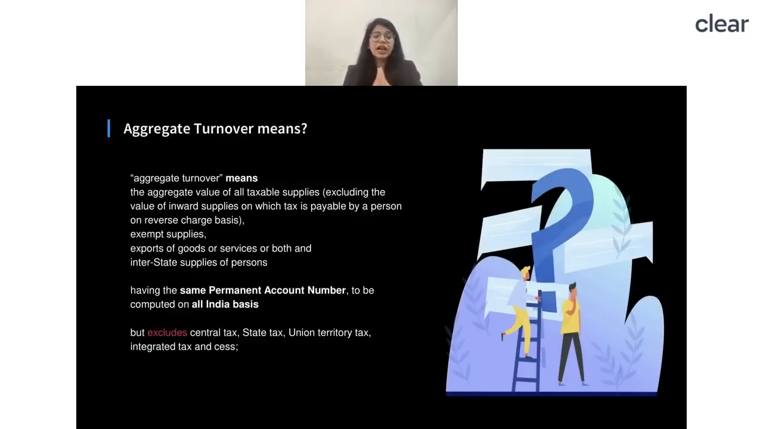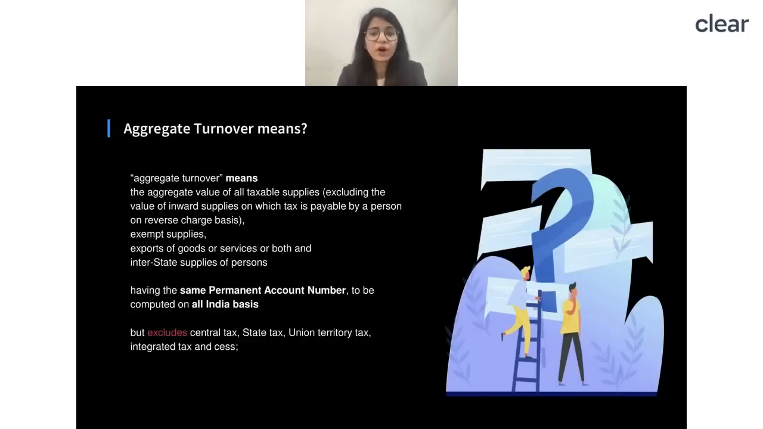So here we again have to be sure that we are not including the taxes. And when I'm saying taxes, the taxes include only the central tax, state tax, union territory tax, integrated tax, and cess. We are not talking about the other kinds of taxes. If there are other taxes other than this, then that has to be included. But when it comes to the aggregate turnover, we will not include the taxes which have been charged under the GST. Right? So this is something which we should always keep in our mind.